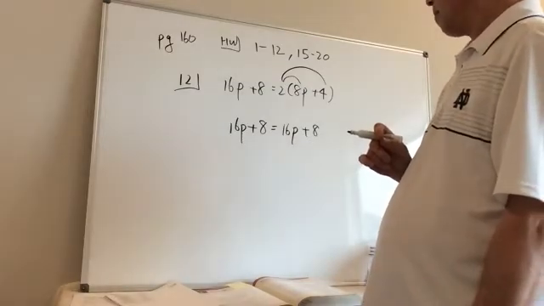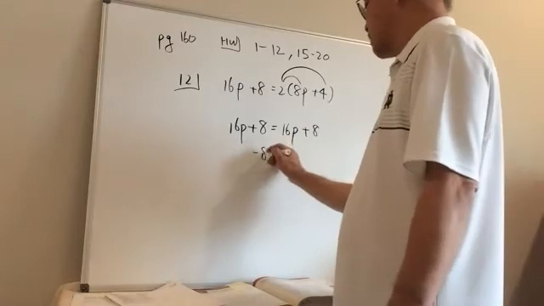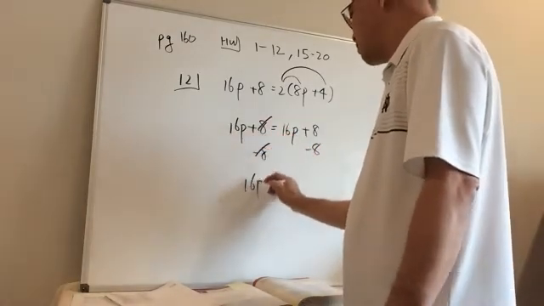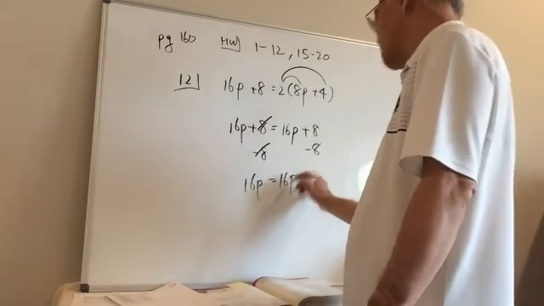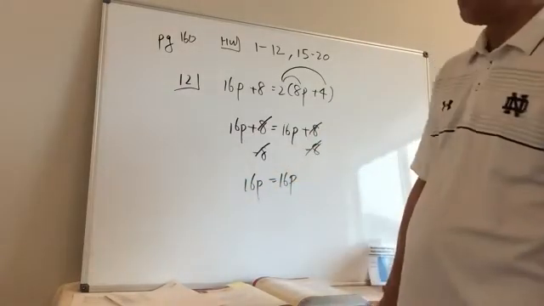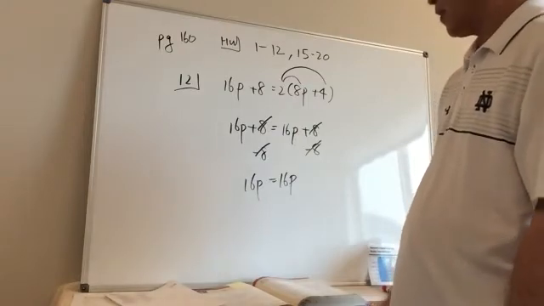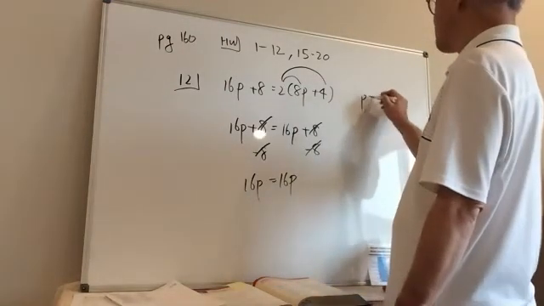Subtract 8 on both sides. The 8's cancel out. I get 16p is equal to 16p, right? Because this goes away. What do I have now? Then you just divide by 16 on each side, I get p is equal to p.